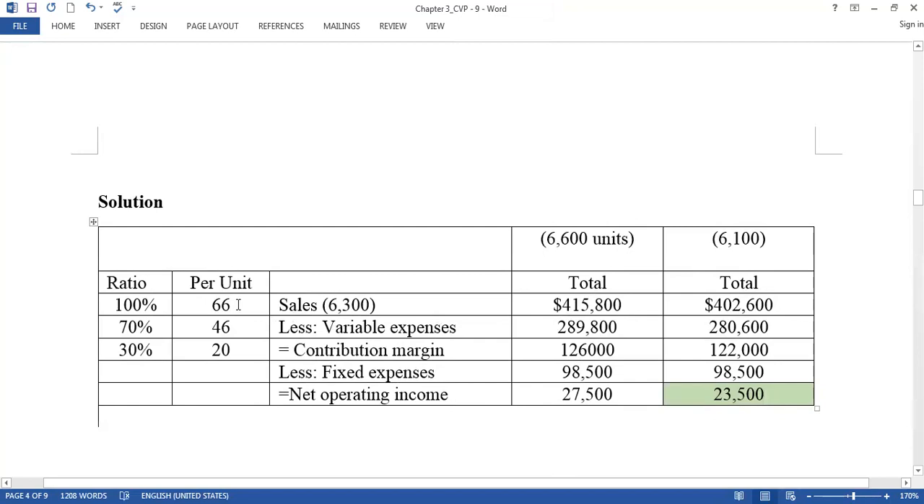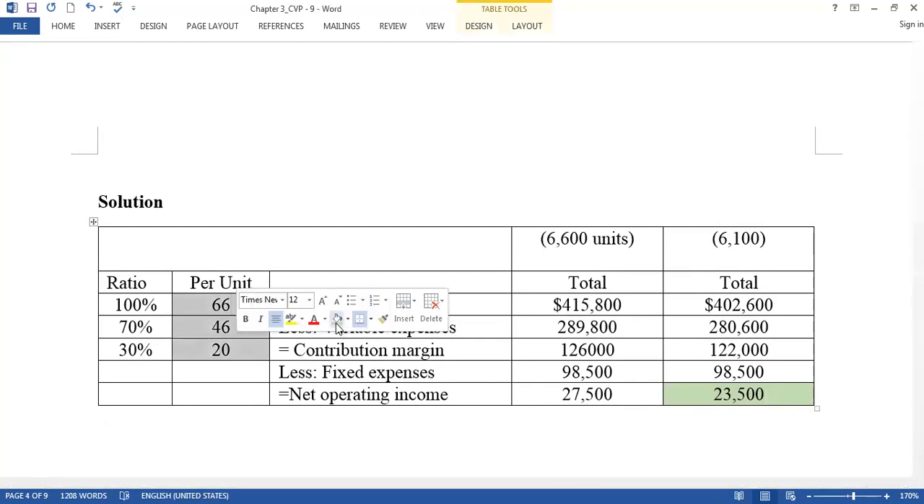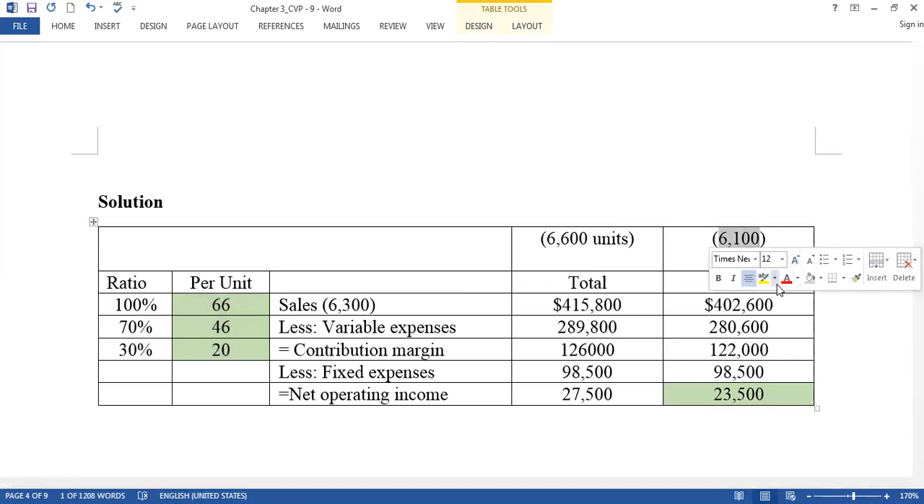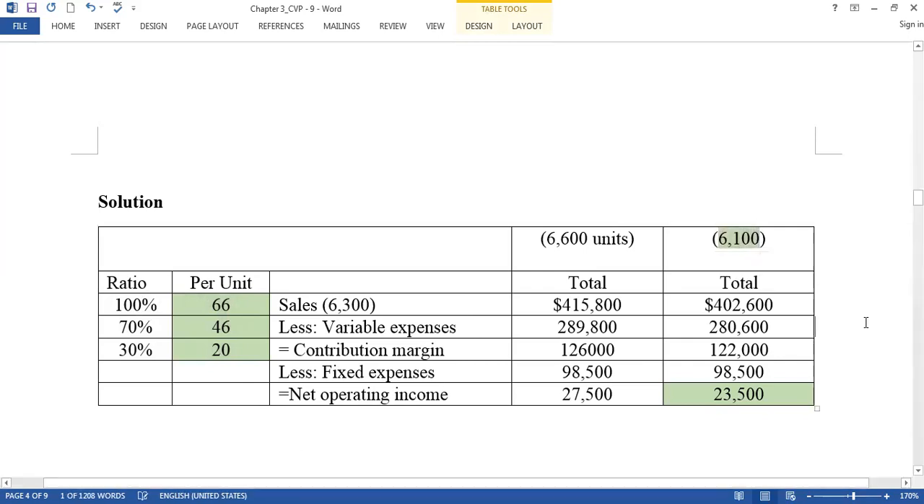So we calculate the per unit values. Although we don't need this information for this question, you can calculate it. But to answer this question, we need these three pieces of information: per unit sales, per unit variable cost, per unit contribution margin. Because how many units do we sell here? We sell 6,100 units. So for these 6,100 units, this is the sales, this is the variable cost, and this is the contribution margin. And look at this one, fixed cost is fixed.